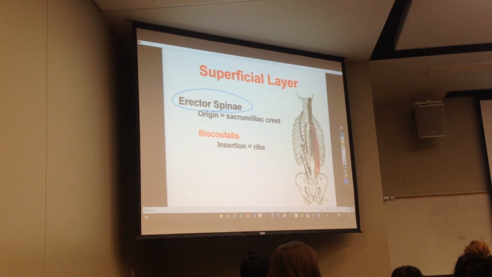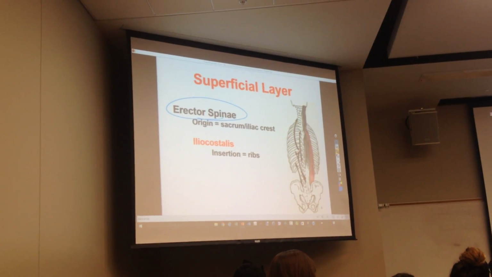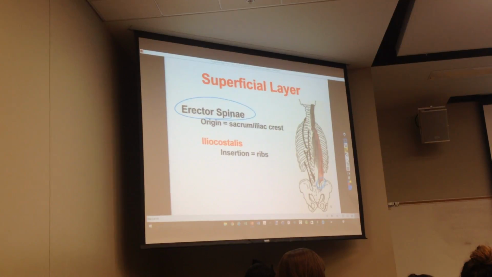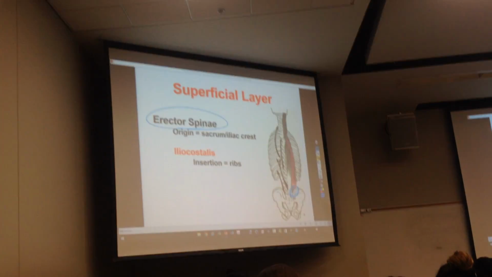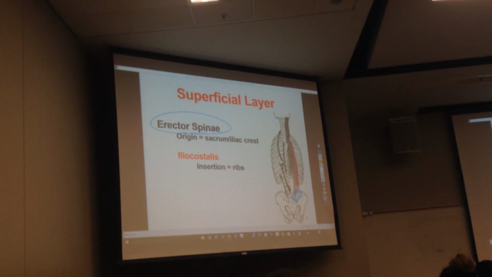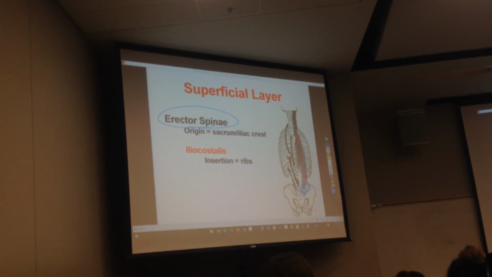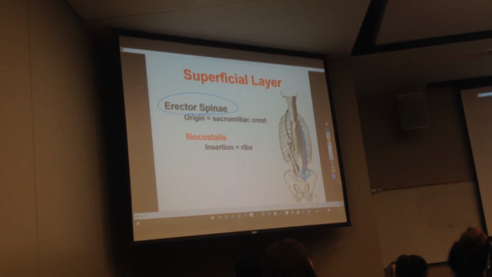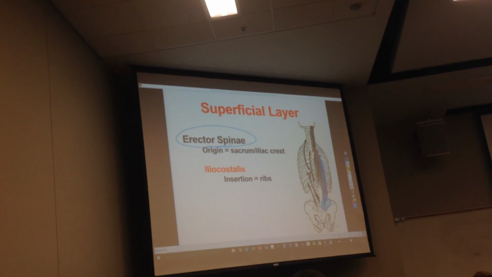Iliocostalis is part of that superficial layer of your epaxial. In particular, it's part of the erector spinae. And it's originating from down here off of the ilium and also off of the sacrum. That's why it's called iliocostalis, because that's where it comes from. That's its origin. And then it's inserting up here onto the ribs, like that. So it inserts onto the ribs one by one by one. So costa, those are the ribs. That's why it's iliocostalis.